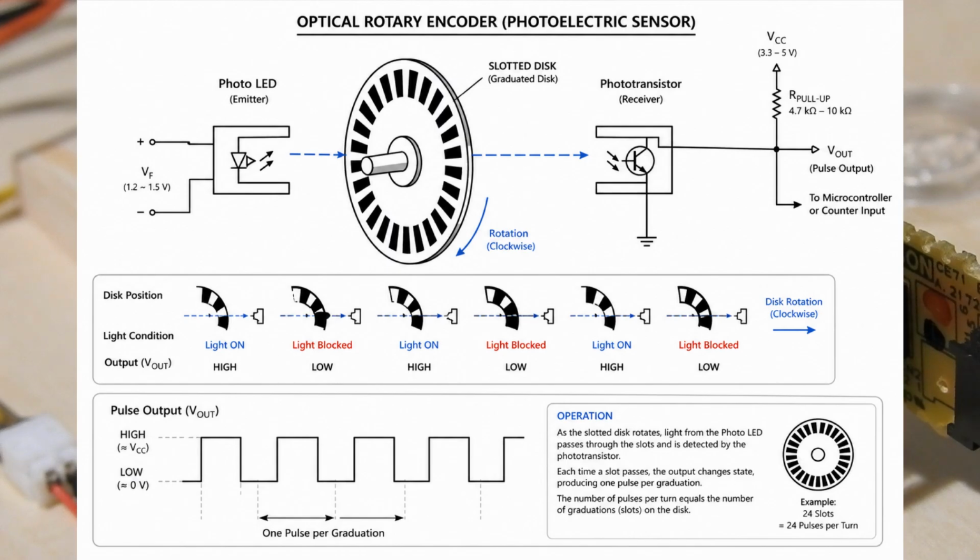on the circuit configuration. As the opaque section of the disc moves into the light path, the light is blocked. The phototransistor turns off, and the output changes to the opposite logic state. This sequence repeats for every slot as the disc rotates, producing a continuous series of digital pulses.